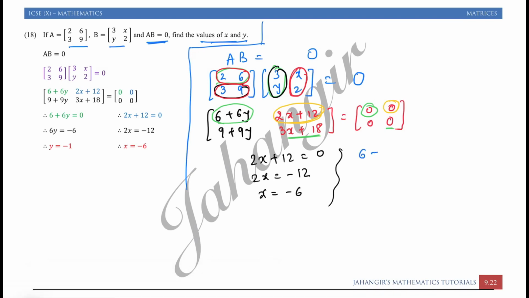Now we will write 6 plus 6y is equal to 0. So 6y is equal to minus 6. So therefore y is equal to minus 1. Okay. Hope you understood this. Okay. Go through. Any doubts? Let me know.